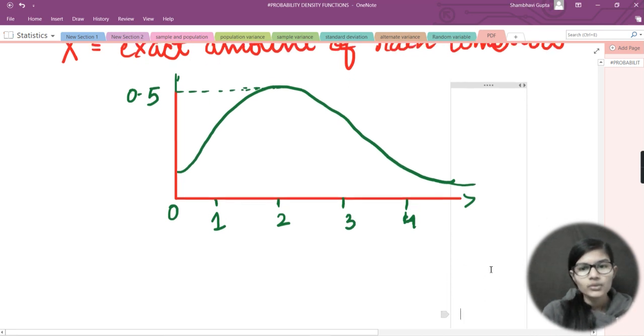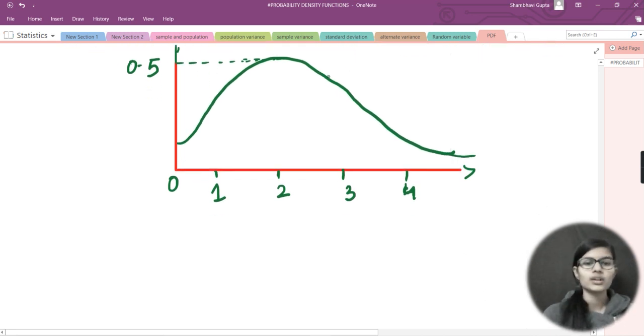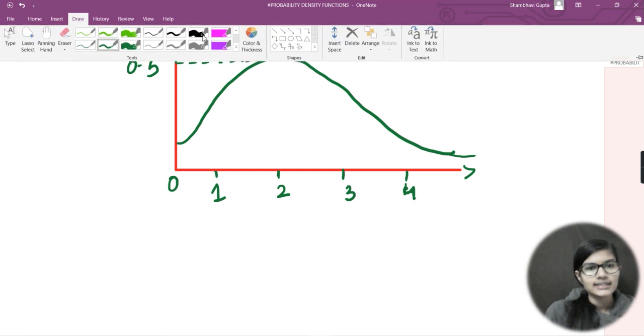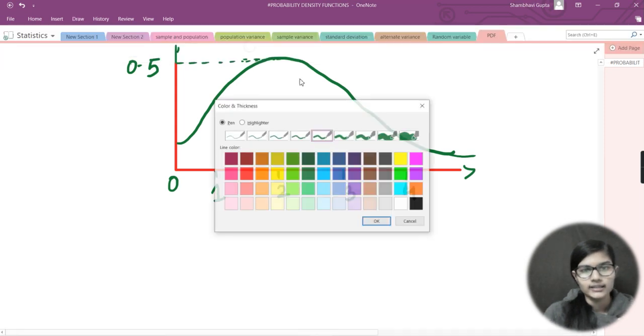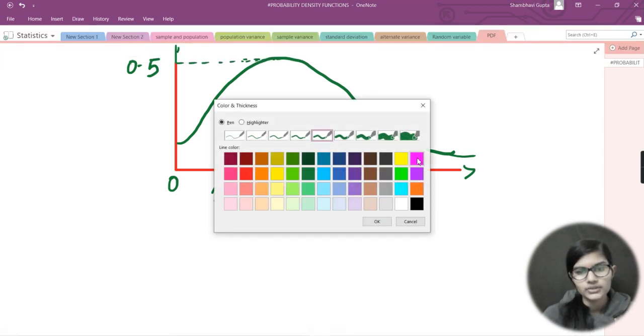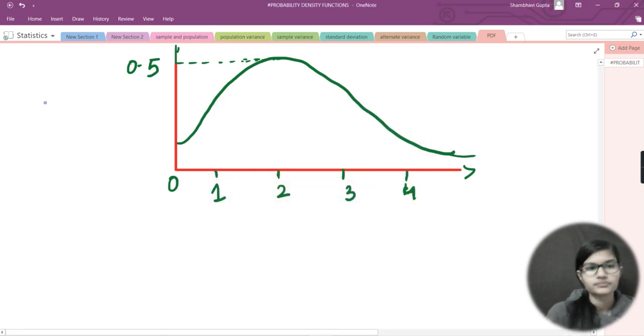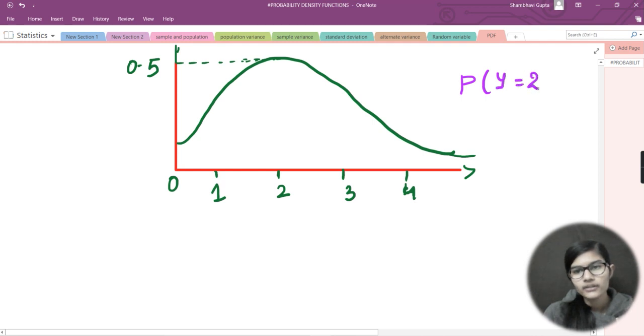So now I am going to calculate what is the probability that it will rain 2 inches tomorrow. Now just understand the things very clearly here, and just let me change the color so that it looks a little different. Okay. Now, if I want to find what will be the probability that it will rain exactly 2 inches tomorrow.